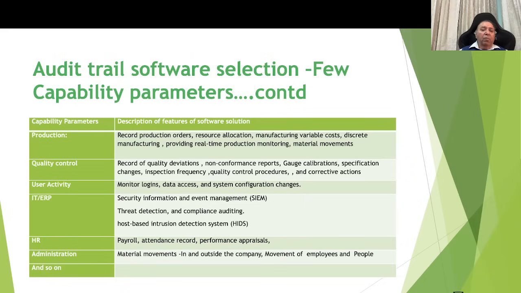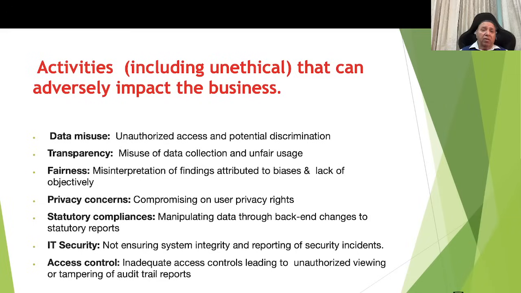Administration, like material movement inside and outside the company, movement of employees and people, and so forth. So these are just a few examples of the function wise capability parameters which the audit trail software under selection should be capable of, and the F&A team can add many more in consultation with the attributes of the respective functions.